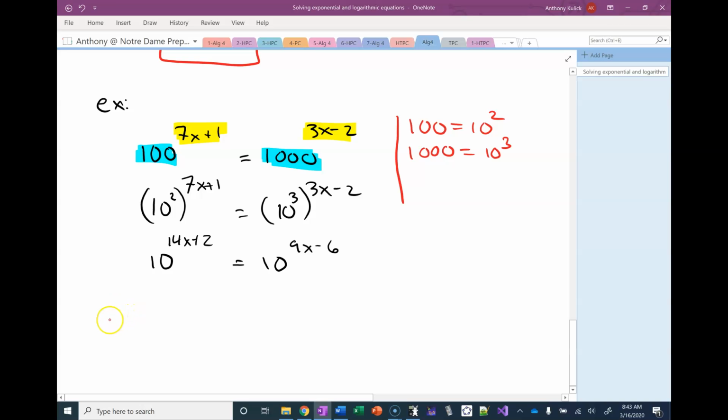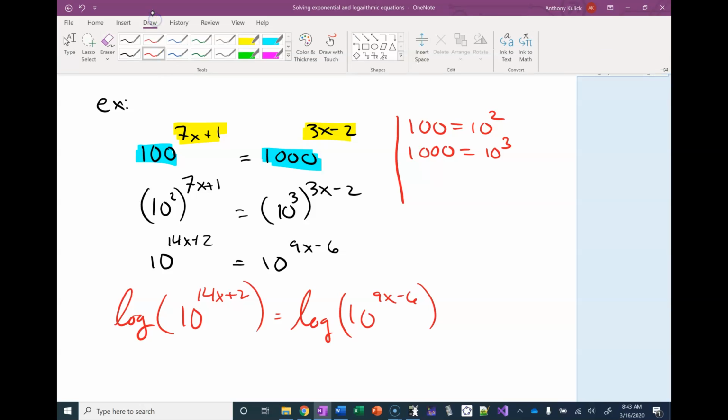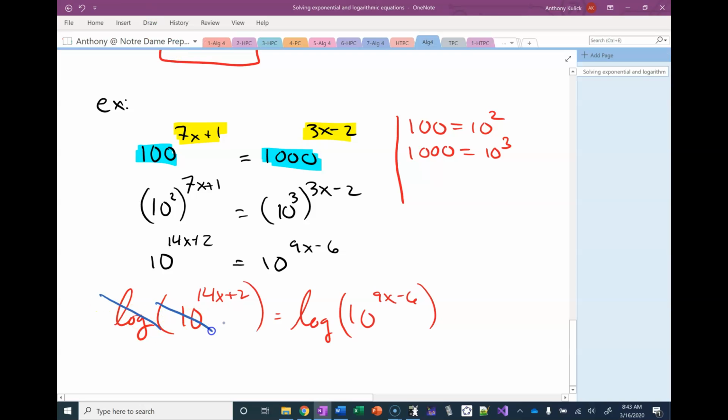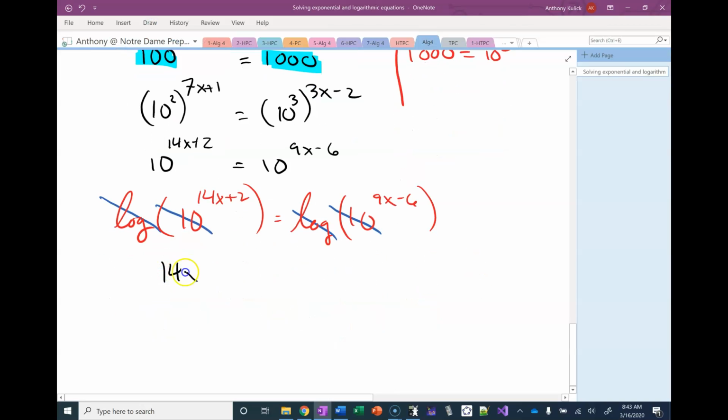This was one of them that we have an abbreviation for. Log base 10 is called the common logarithm, and the way we write it is just log with no base there. Remember, if you see a log without the base, what we mean is log base 10. So log base 10 cancels exponent base 10. We're left with 14x plus 2 equals 9x minus 6.